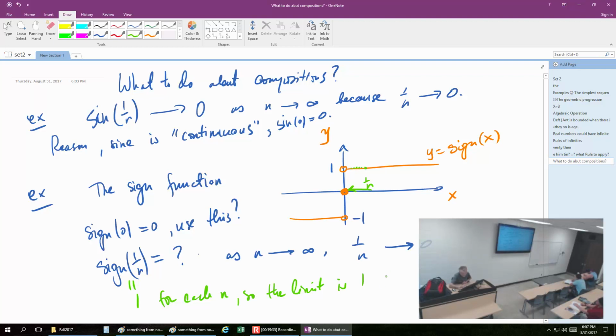So as we just computed, sgn of 1 over n goes to 1 as n goes to infinity. Okay, so you see the mismatch, right? What's the mismatch? 1 and 0. The value of the function at 0 is 0, but the limit is 1.